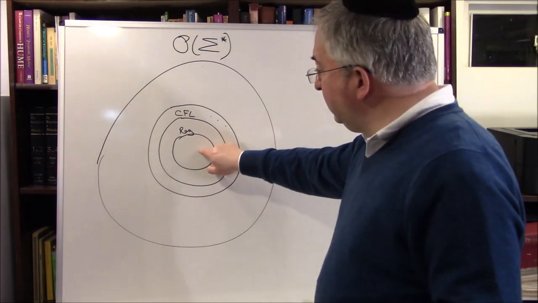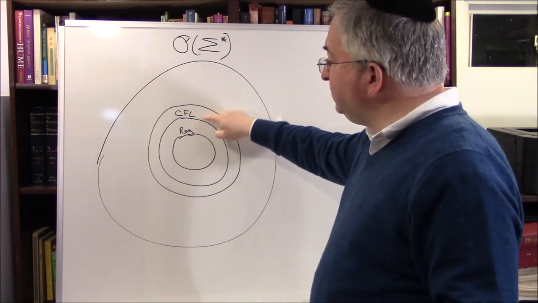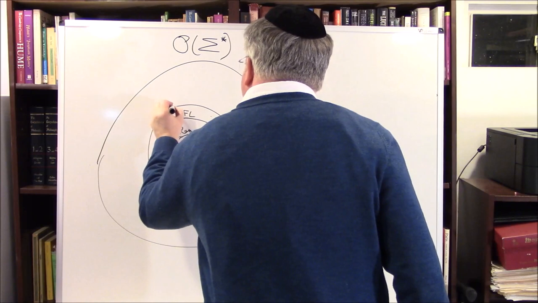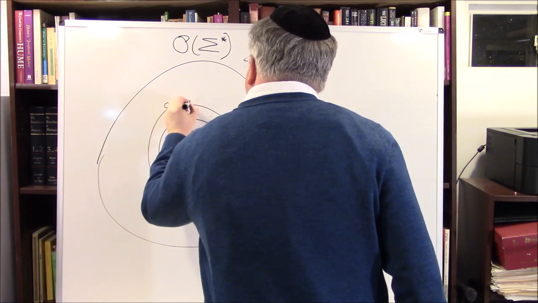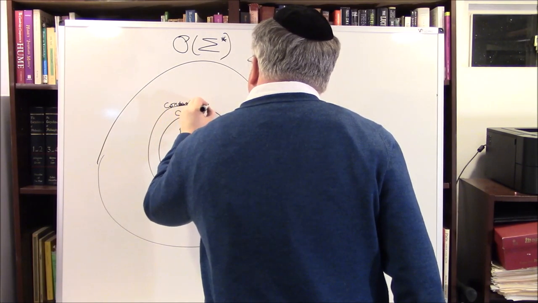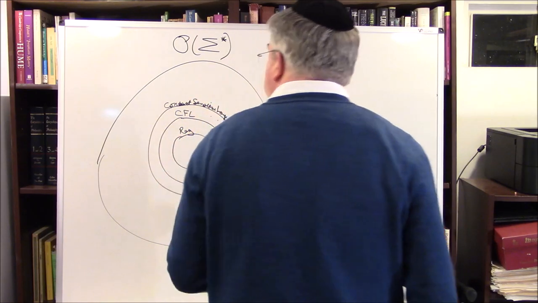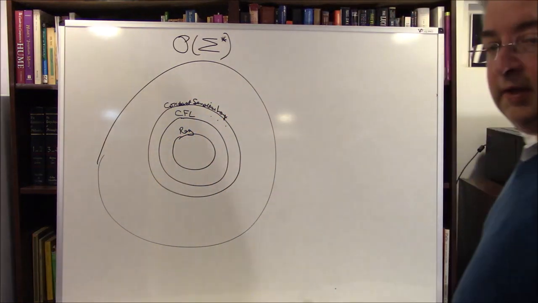So this is regular languages. This is context-free languages. There must be something outside of context-free languages. These are called context-sensitive languages.